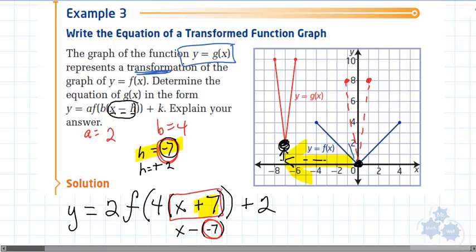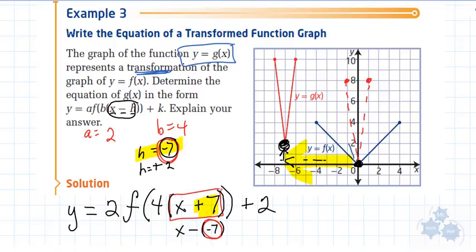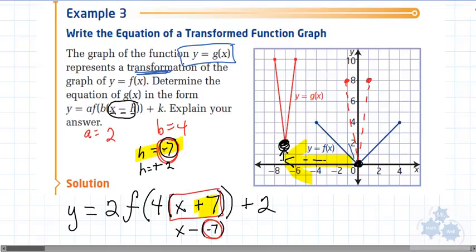If you see x plus 7, then it goes to the left 7 units, which is absolutely true. But if I ask you for just the h value, then the h value, this negative sign, does actually mean that it goes left.